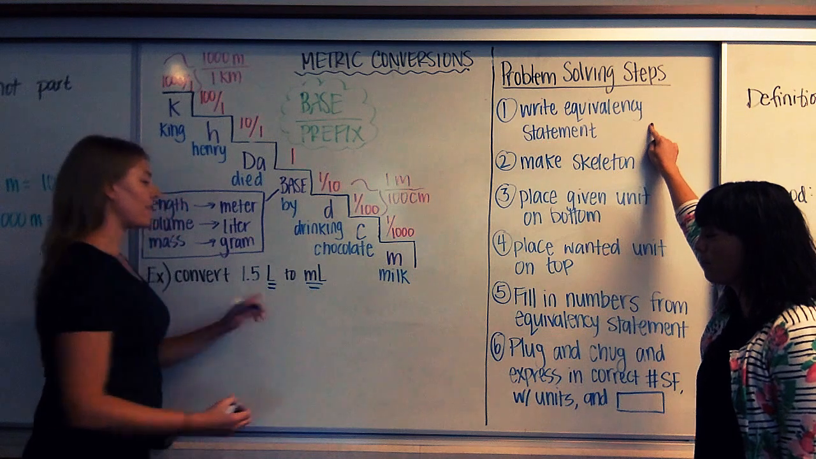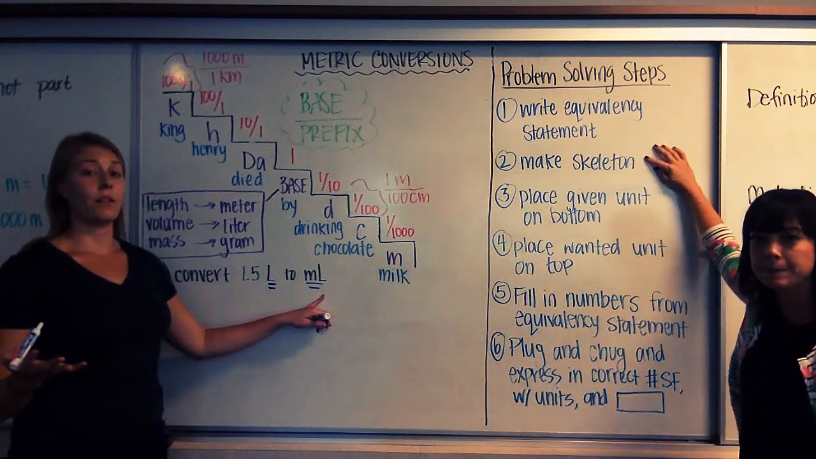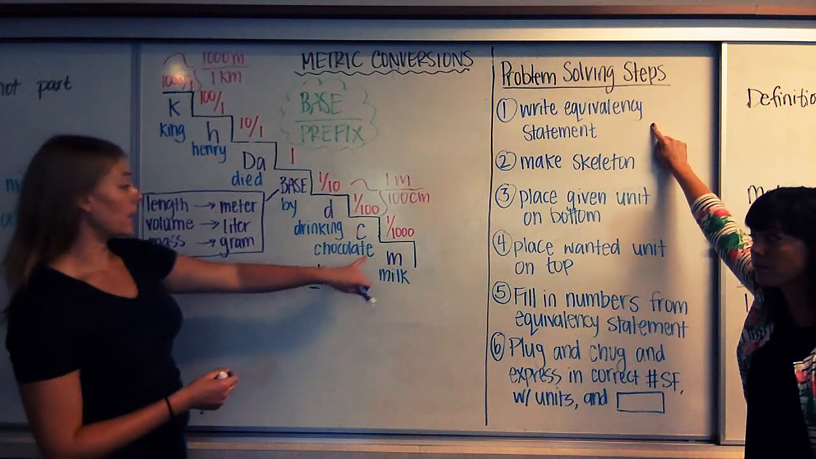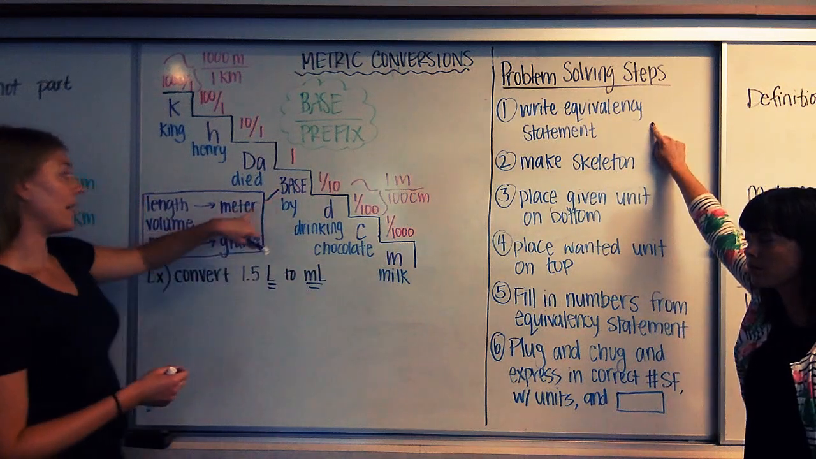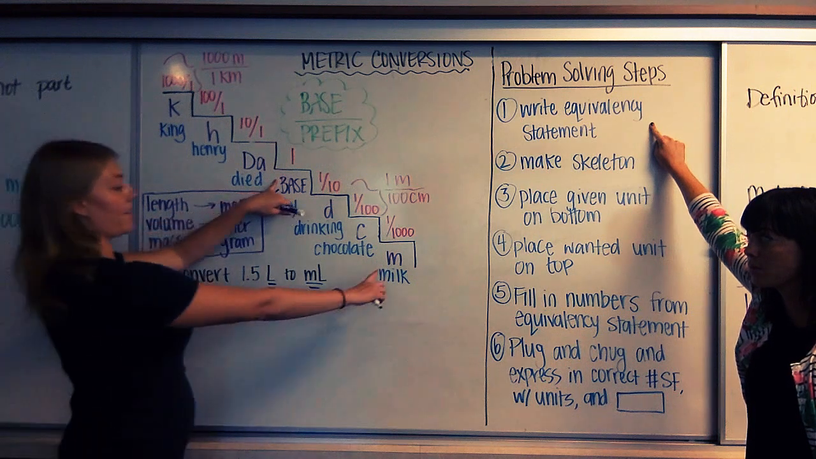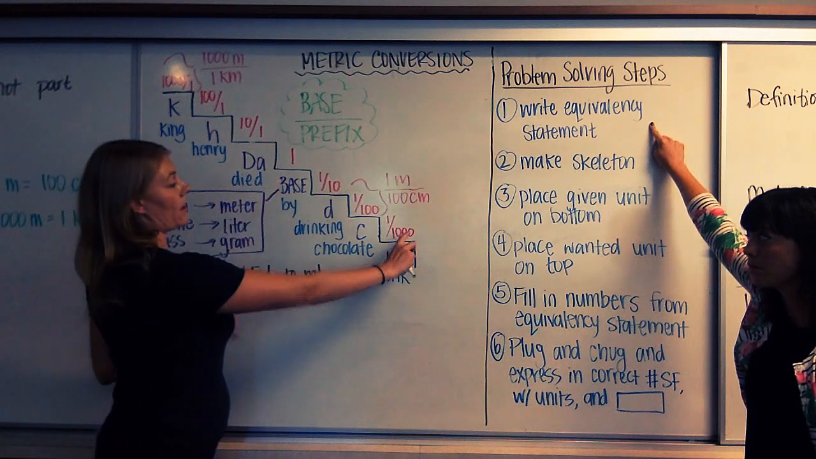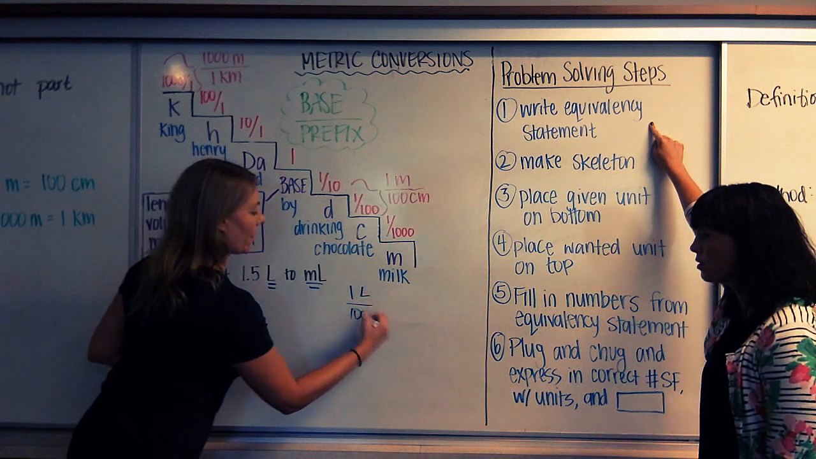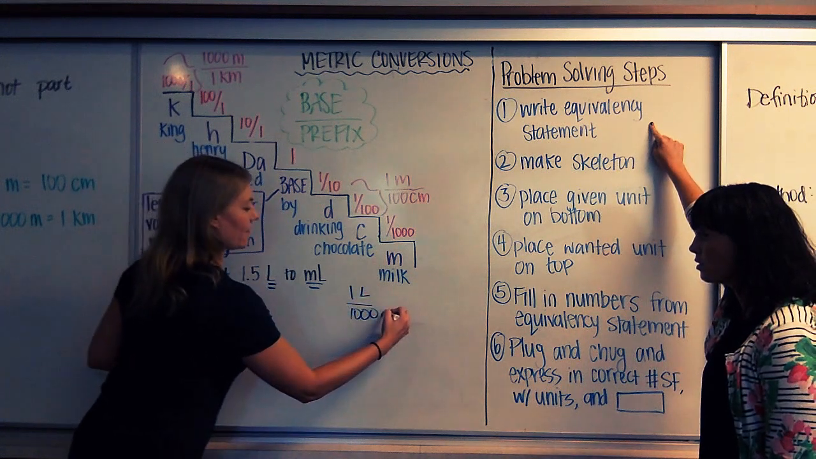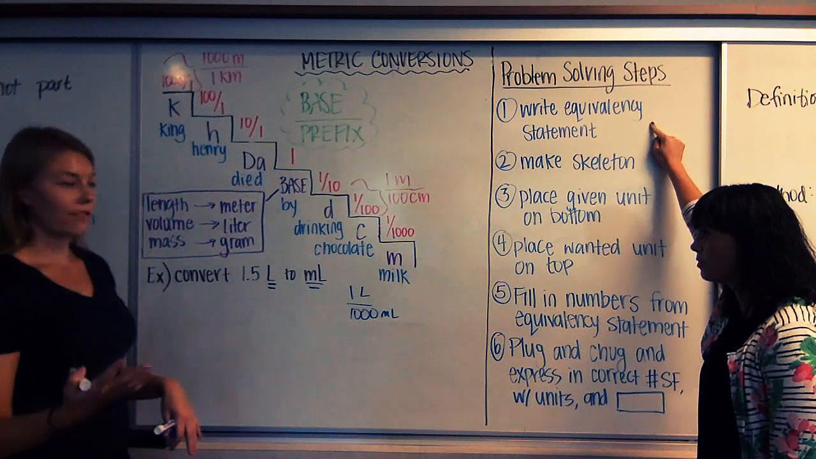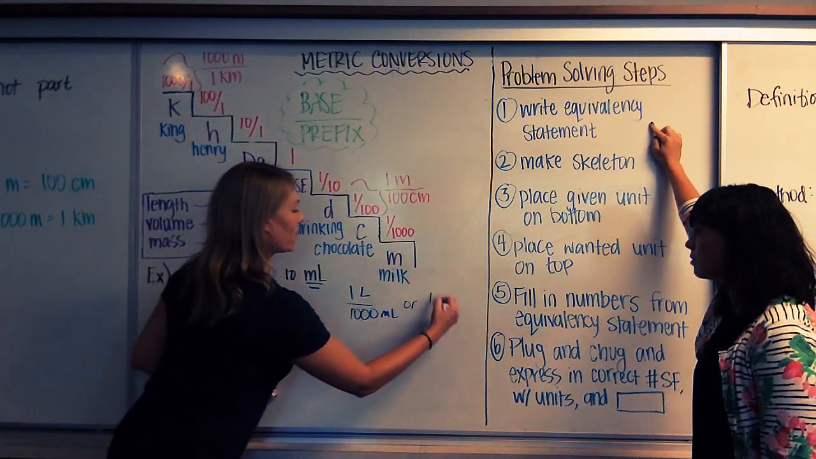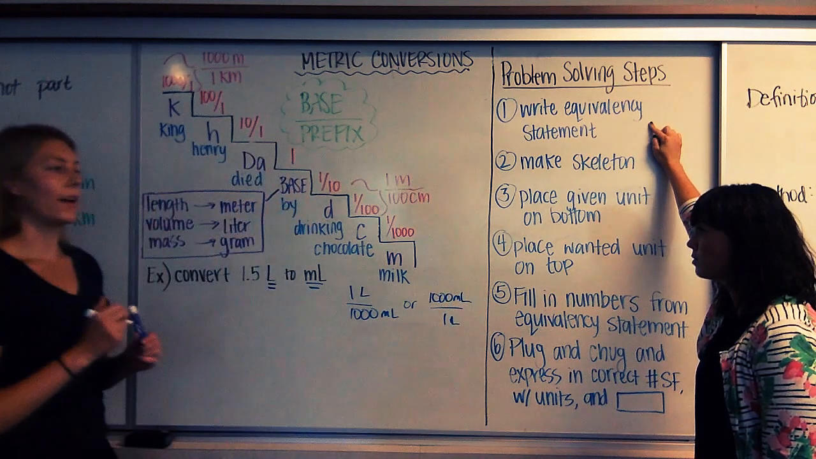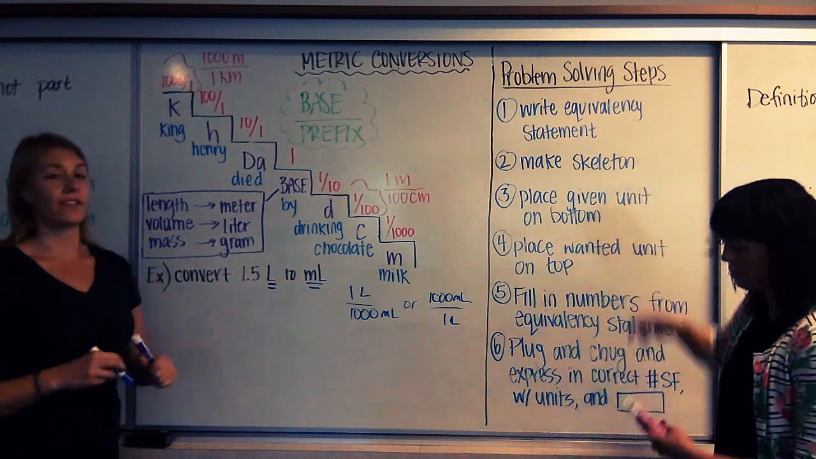So see, the problem uses liters and milliliters. The equivalency statement will be a ratio between our liters and our milliliters. So if we look at liters, that's our base, right? Milliliters is right here. So we see that our fraction here is 1 base over 1,000 prefix, which is milliliters. We could also write this as the reciprocal, 1,000 milliliters over 1 liter, right? So we can use that. These are just our equivalency statements.